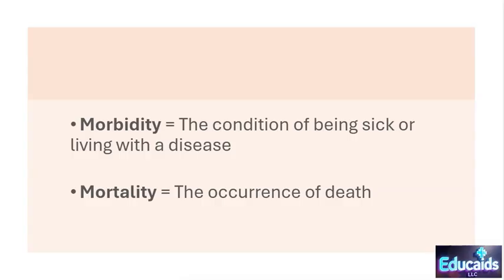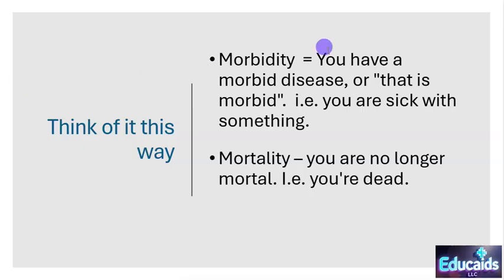Morbidity versus mortality. Morbidity is the condition of being sick or living with a disease, and mortality is the occurrence of death. So think of it this way: morbidity, you have a morbid disease, like, ugh, that is morbid, or you're sick. Mortality means you're no longer mortal, so you're dead. If something is like, ugh, you have such a morbid sense of humor, like that's sick. Think of disease. And then mortal, you're either mortal or you're not. You have mortality, so that means you're dead. That's sign language for dead.